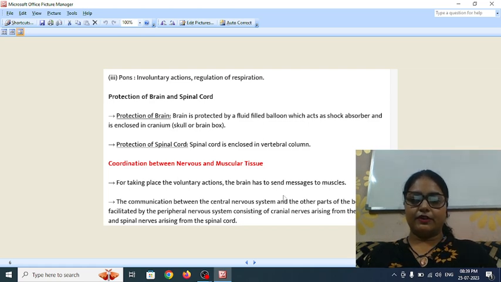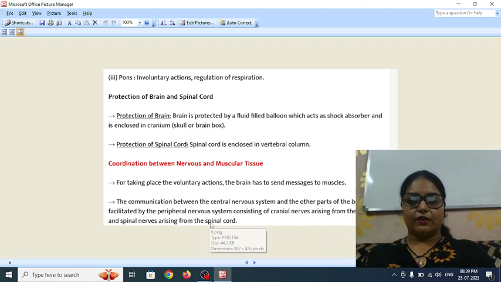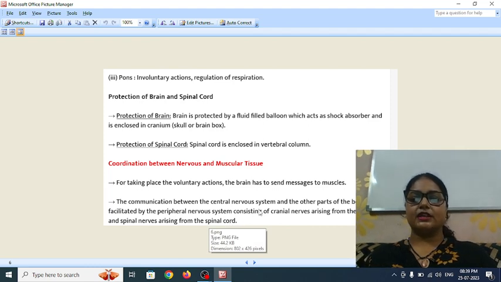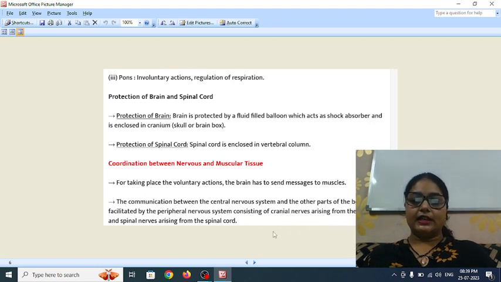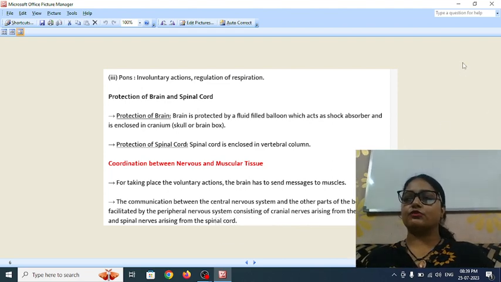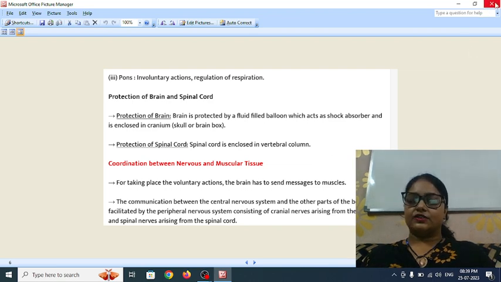Now, the communication between the central nervous system and the other parts of the body is facilitated by the peripheral nervous system, consisting of the cranial nerves arising from the brain and the spinal nerves arising from the spinal cord. It means the brain is sending the signal to the spinal cord, and the spinal cord is sending the signal to the peripheral nervous system, and that is sending the signals to the neuron cell. As you know, with the help of dendrites, this particular muscle will receive the signal.